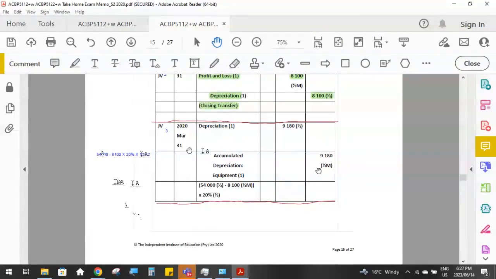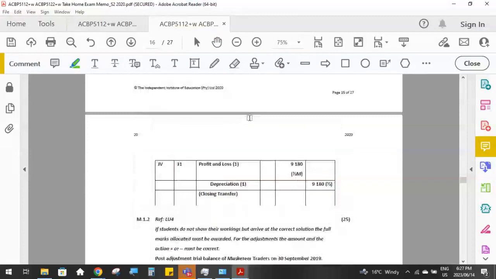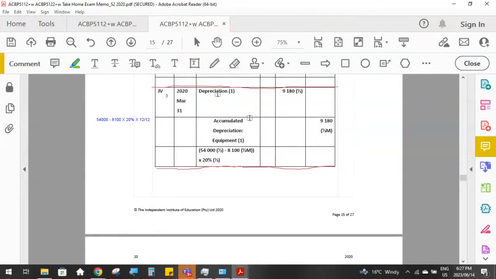And then we are going to do the closing entry for that year, which is going to be identical to the previous closing entry. We are going to take the amount that is sitting in the depreciation expense account, which is this debit of 9,180 here, and we are going to credit depreciation so that the balance in the depreciation account is 0.